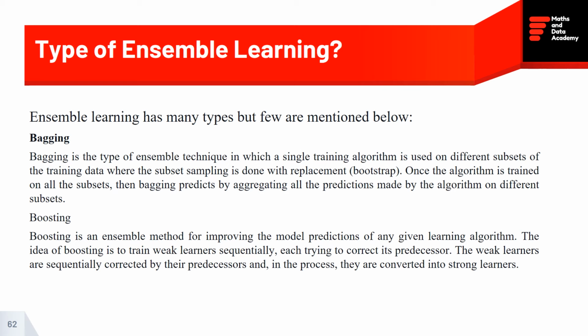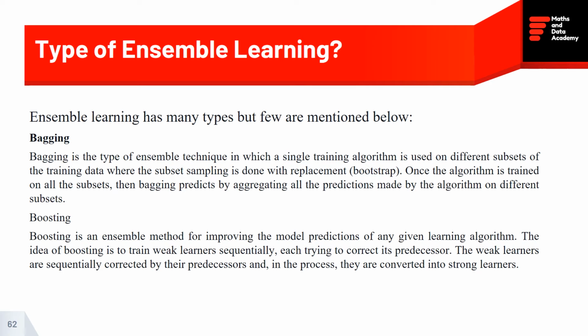Bagging. Bagging is the type of ensemble technique in which a single training algorithm is used on different subsets of the training data, where the subset sampling is done with replacement, bootstrap. Once the algorithm is trained on all the subsets, then bagging predicts by aggregating all the predictions made by the algorithm on different subsets.